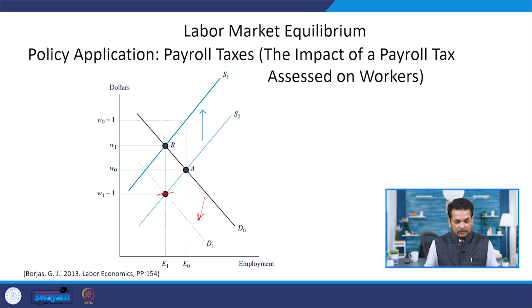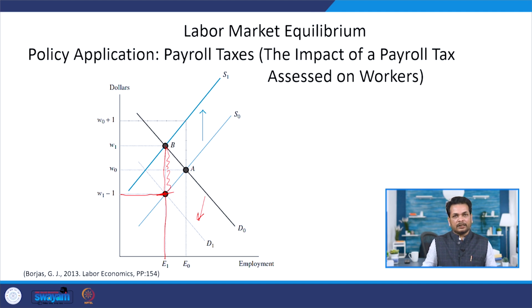Actually, the worker is getting this much of a wage rate, the farm is hiring E1 amount of workers, and for each E1 amount of worker, the farm has to pay $1 tax. So, the actual cost for the farm is W1, and a part of that is borne by the farm and a part of that tax burden is borne by the workers.